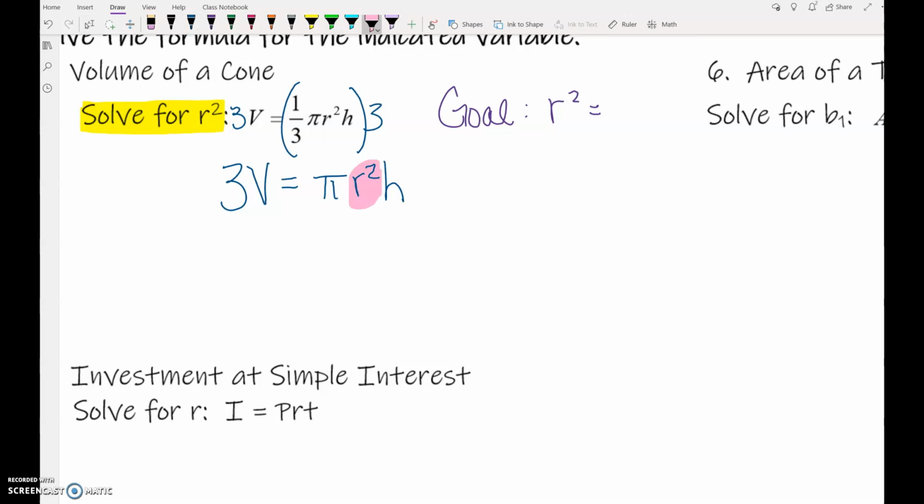We want to keep r squared. We want to get rid of pi and h. What currently is happening between the pi, the r squared, and the h? What operation? And how do you undo multiplication? So we divide by pi and h. You can divide by both of them at the same time. That cancels out pi, cancels out h. We have 3v over pi h equals r squared.